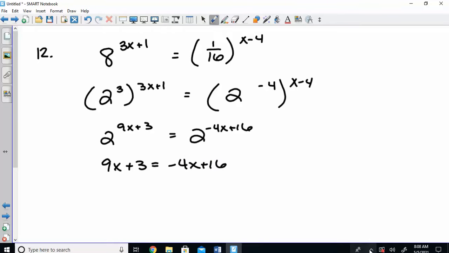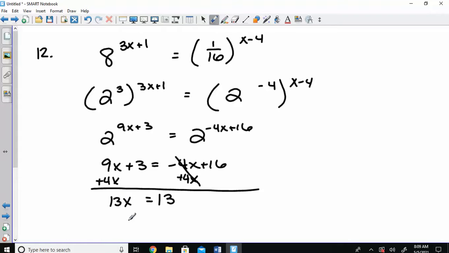Okay, I need the current algebra. So then we can add our 4x over. And if we subtract our 3, we get x equals 1 plus. And these are nice and easy to check. You can always just plug them back into your exponents. Alright.